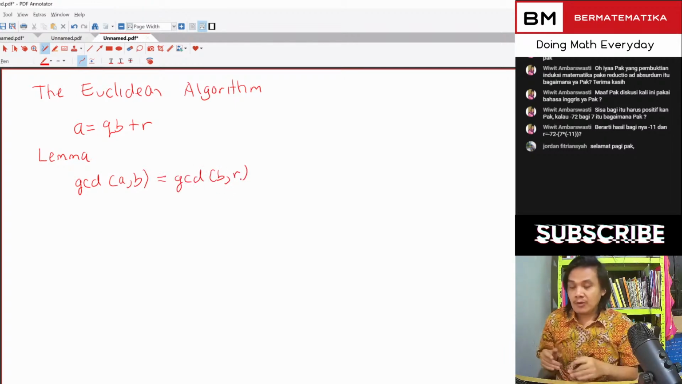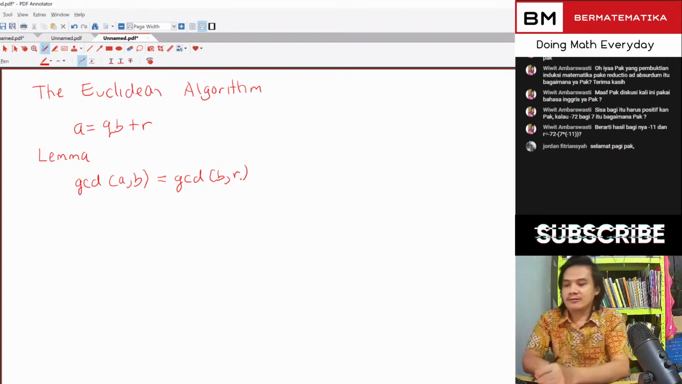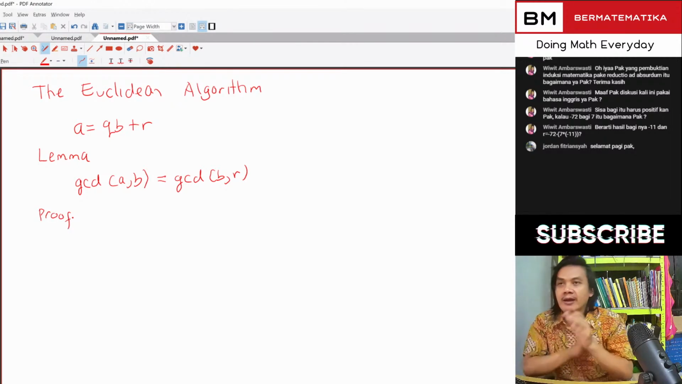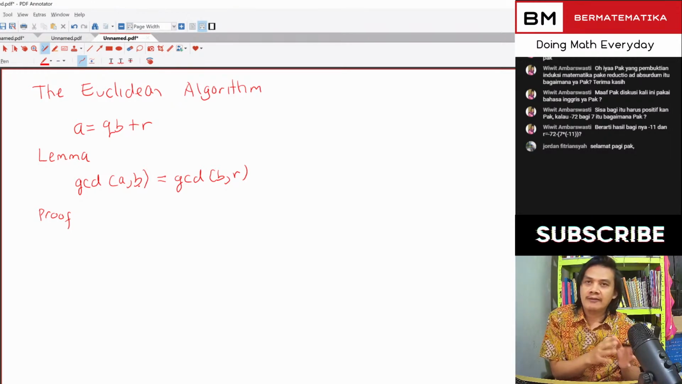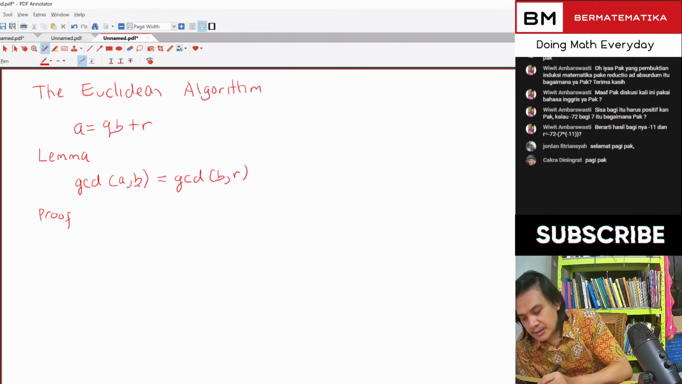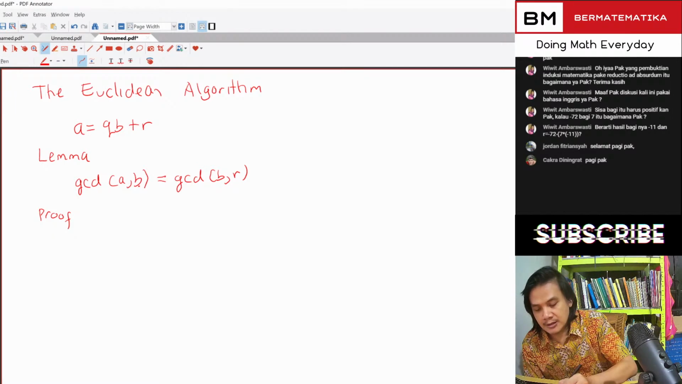And one way to prove that two positive integers are the same is to show that the first divides the second, and the second divides the first. So we will prove that the GCD of A, B divides the GCD of B, R and vice versa. Which one is easier? What do we know about GCD of A, B? Clearly GCD of A, B divides A, and GCD of A, B divides B.